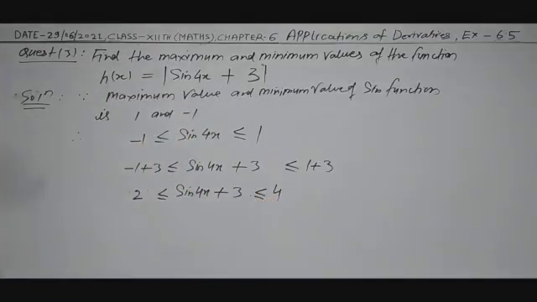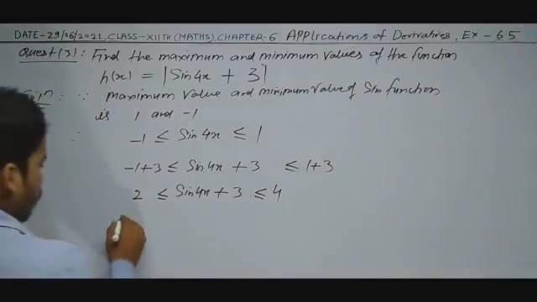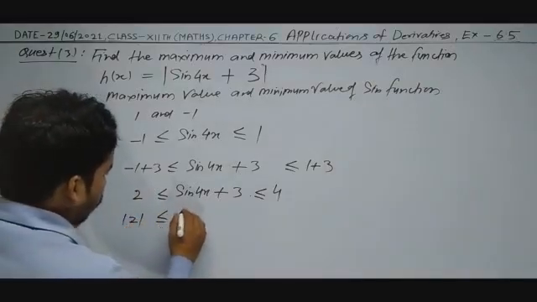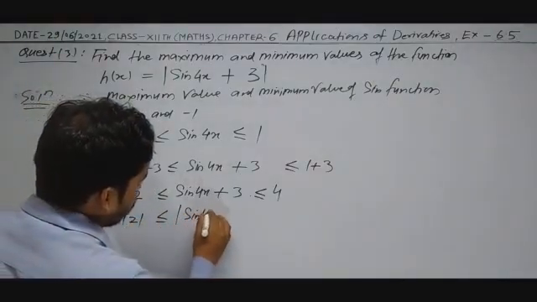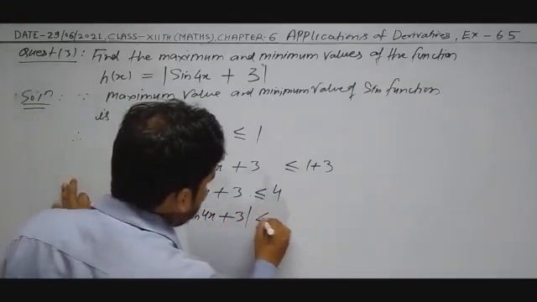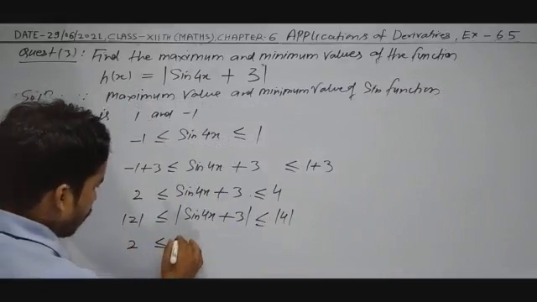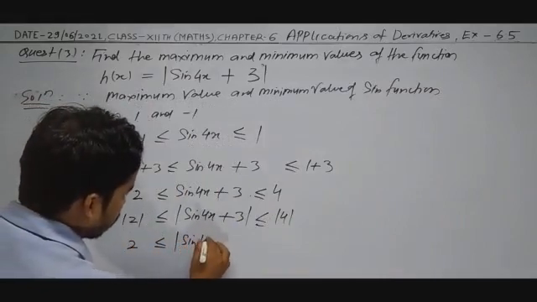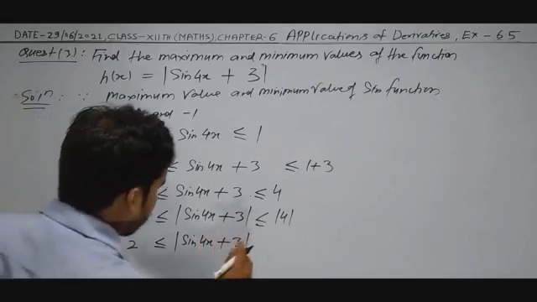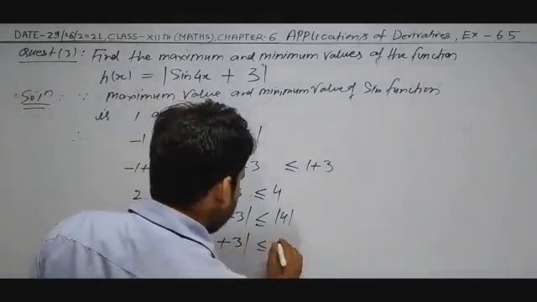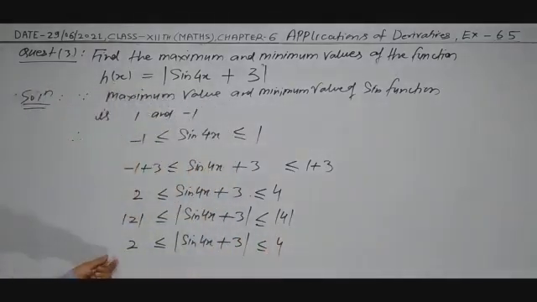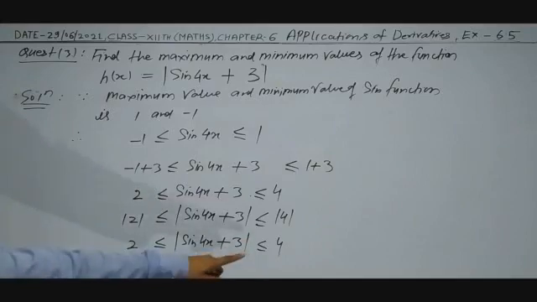So now taking mod in this inequality, mod of 2 is less than or equal to mod of sin 4x + 3, which is less than or equal to mod of 4. You will get the same result: 2 is less than or equal to |sin 4x + 3| is less than or equal to 4. So this is the minimum value and this is the maximum value. So the maximum value of the function is 4, and the minimum value is 2.